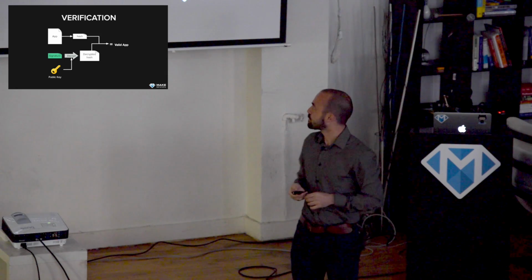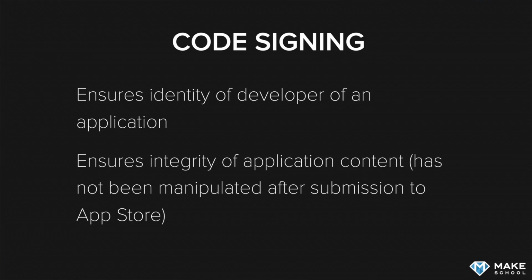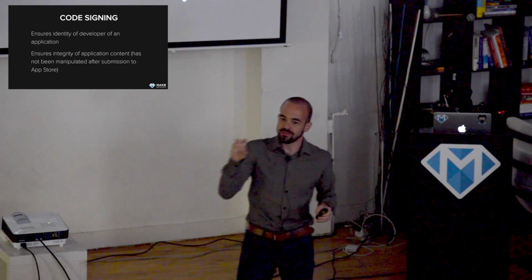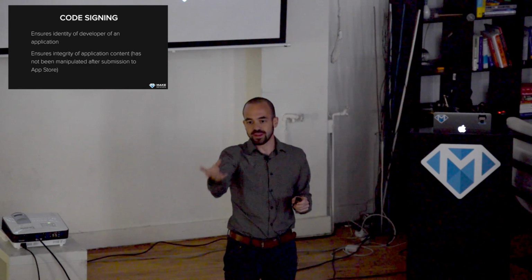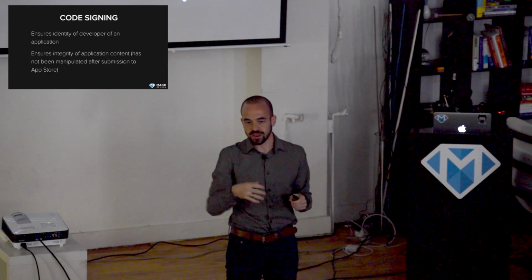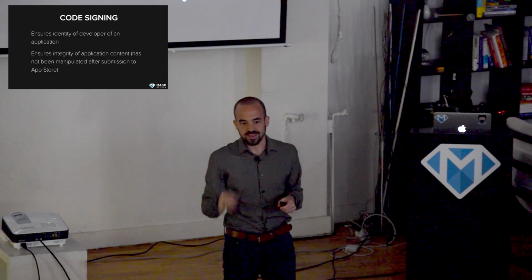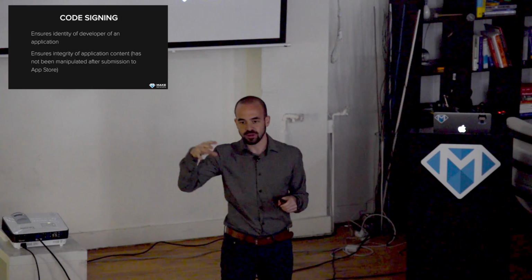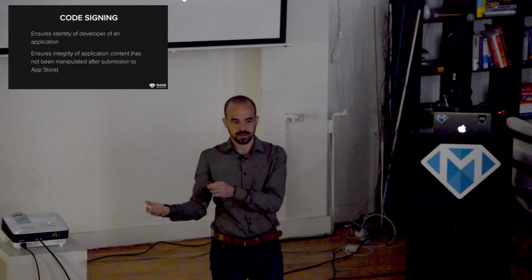So what does it do? It firstly ensures the identity of the developer of the application. That's important, so Apple knows who submitted this app. But it also ensures the content of the application. Because we take the hash of the application, we know that no one has changed the content after it has been submitted to the App Store. Because if someone had changed the content, then the hash that we generate from the app content would be different.